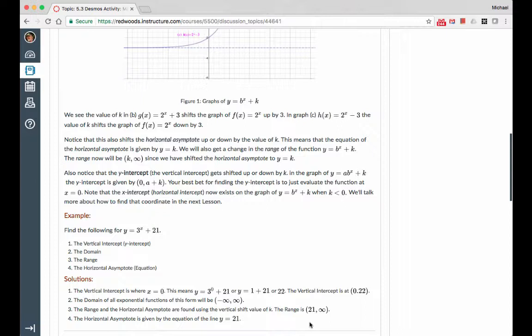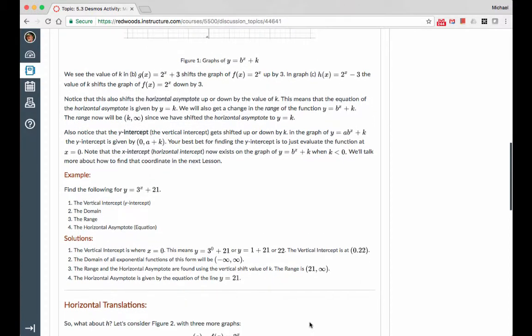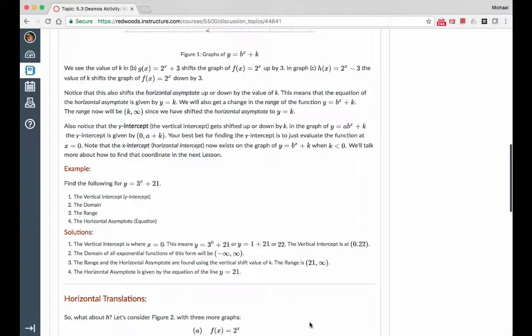So let's take a look at y equals 3 to the x plus 21 and go through this example, to see if we can find the vertical intercept or y-intercept, the domain, and the range. We'll also be asked to find the horizontal asymptote, but we want to give that back as an equation. To find the vertical intercept, we do that when x is equal to 0. So let's shift over to the whiteboard and do that real quick.